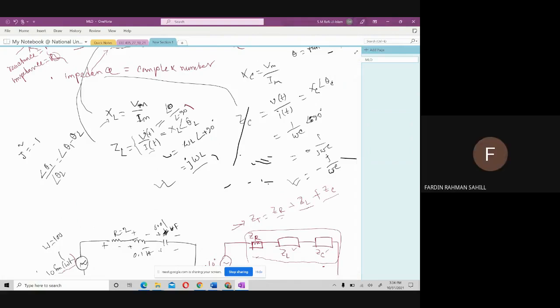Sir, what if I don't want to keep those angles like in VR, VL? Can I use I RMS instead of I then? Sir, suppose that I don't want to keep those angles like that.